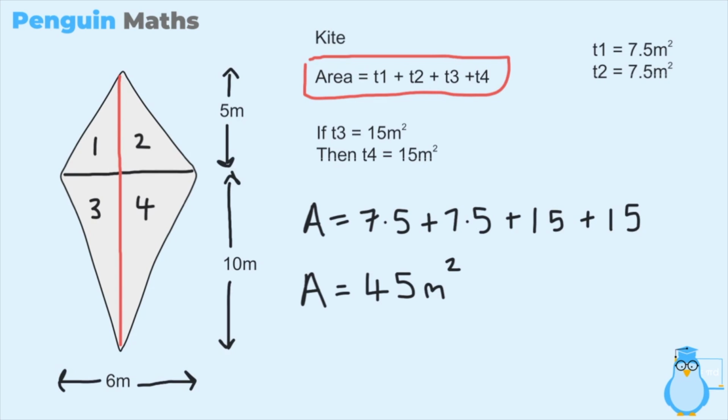So to summarise the area of the kite, the way to calculate it is to split the kite into 4 different triangles by connecting the opposite corners and then calculating the area of one from the top and one from the bottom, and then the ones on either side are equal because of this line of symmetry.